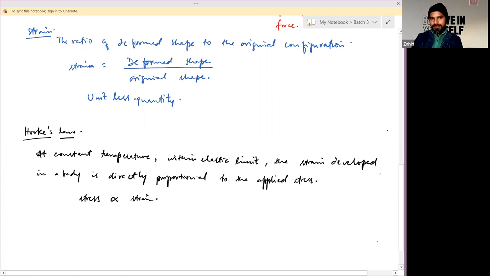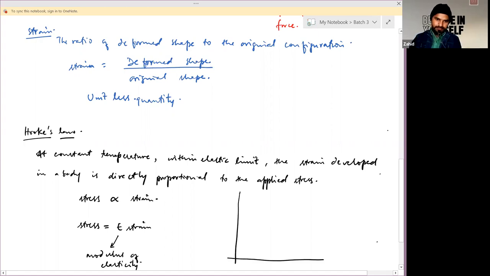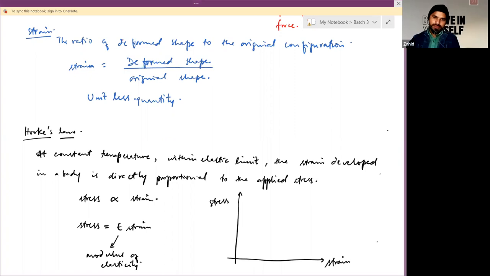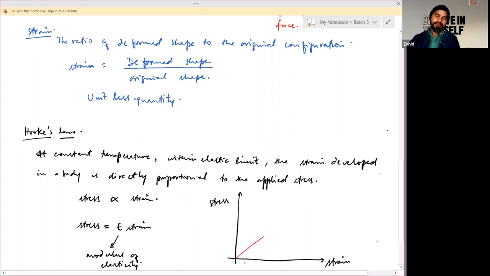Now, if you replace this proportionality sign by a constant term, it will be stress equals E times strain, where E is called the modulus of elasticity. And if you draw a graph between stress and strain, since stress is directly proportional to strain, it will be a straight line like this.